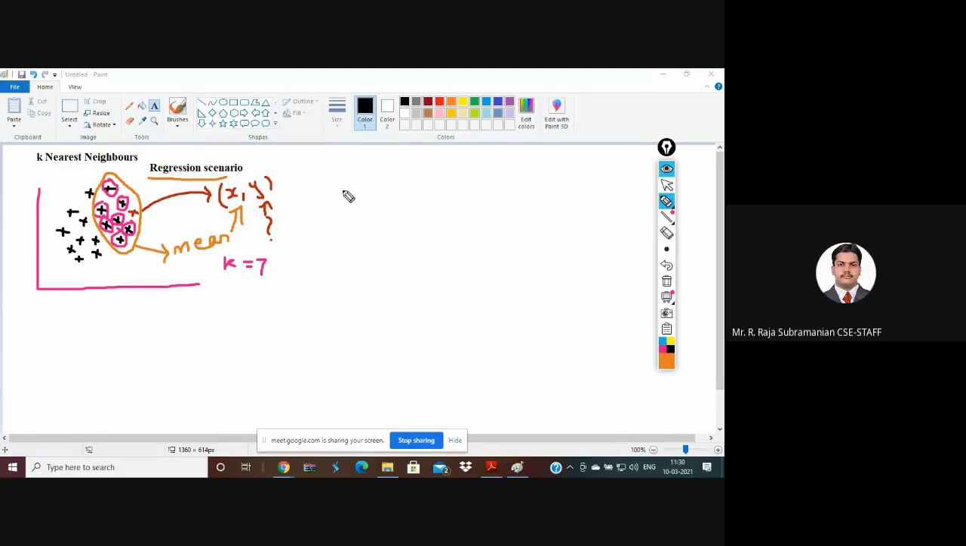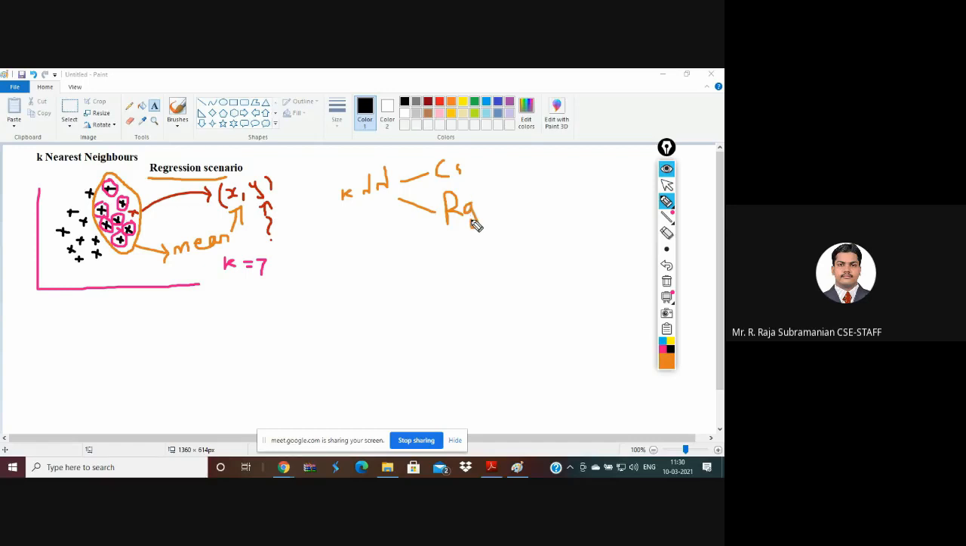Now if I ask k nearest neighbor, KNN, whether it is going to be a classification algorithm or a regression algorithm? Both. Yes, it is both a classification and a regression algorithm. Classifier as well as regressor. So it is going to do both the classification task and the regression task. Instead of writing this, I can use C and R. It is going to do both classification as well as regression.